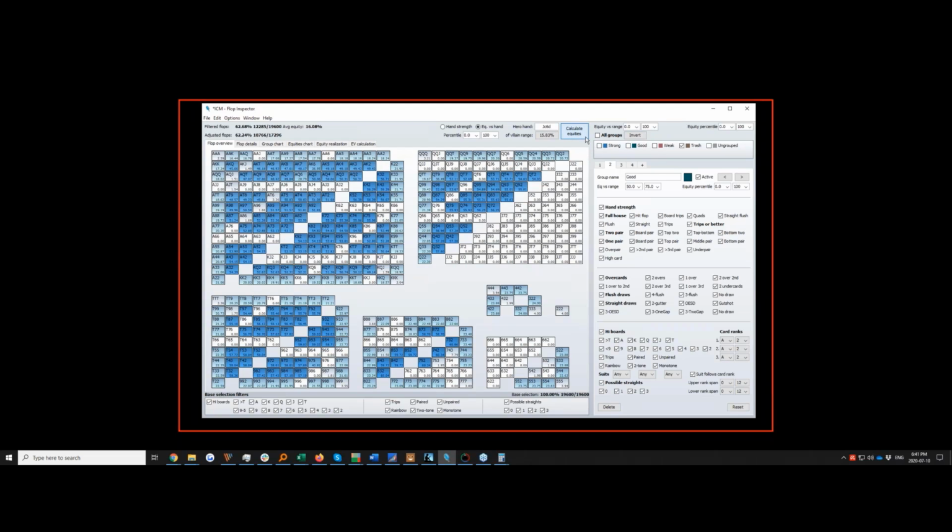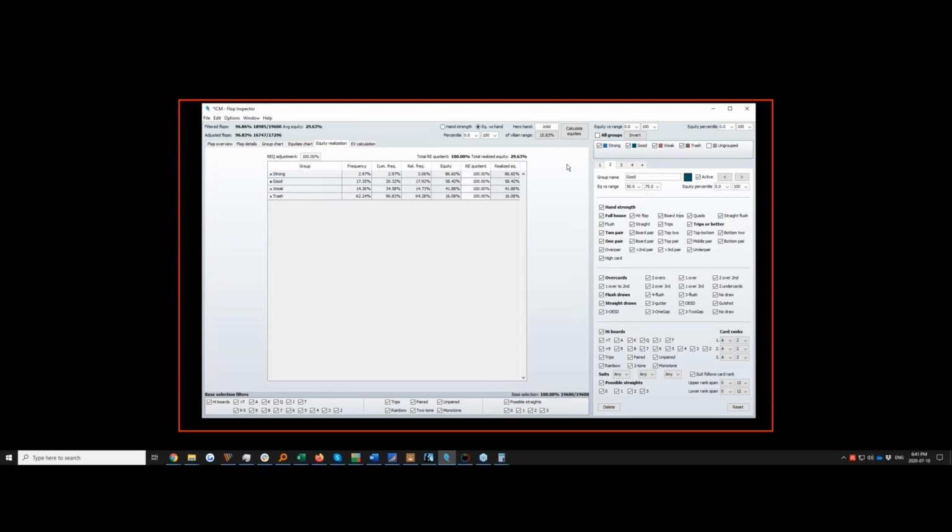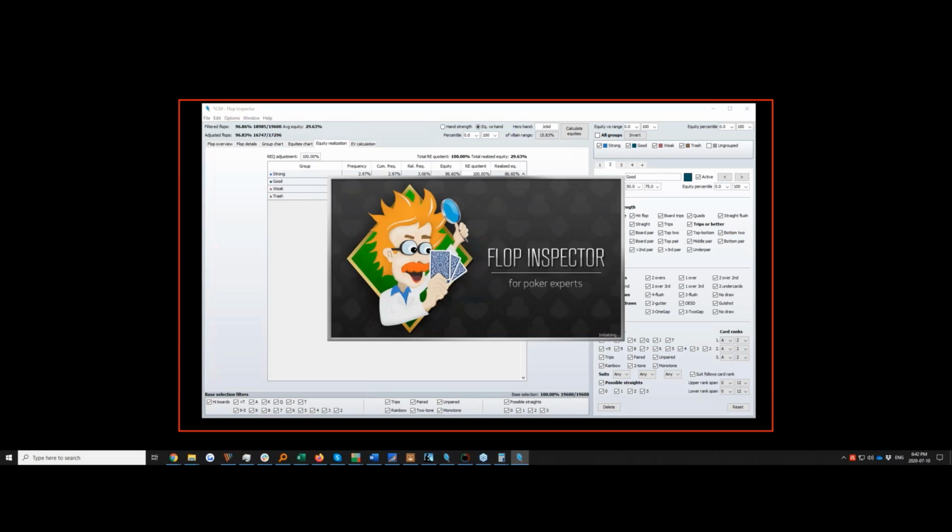Now let's use some groups. The direct pot odds assume again 100% equity realization. So you realize 100% of your equity on each one of these flops, which we already know is not true. So let me just load another Flop Inspector over here.